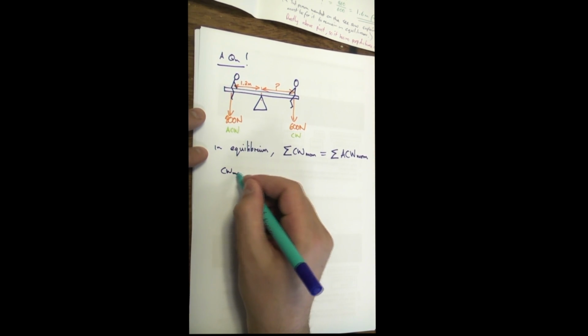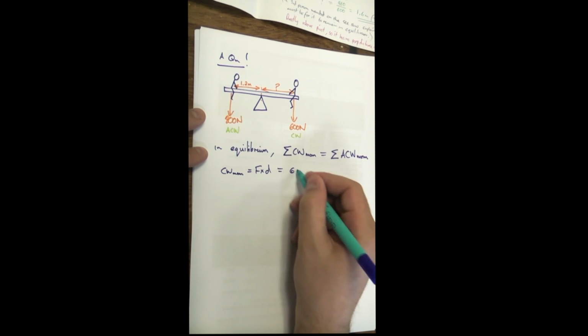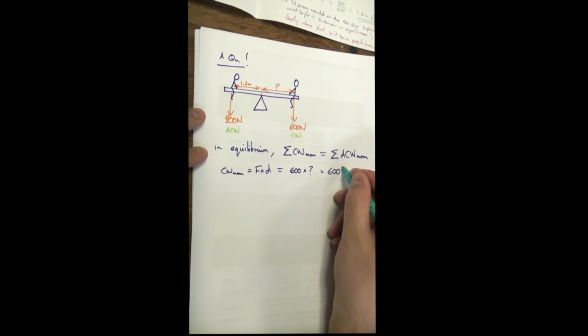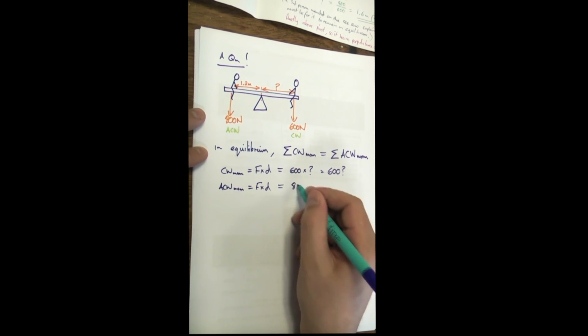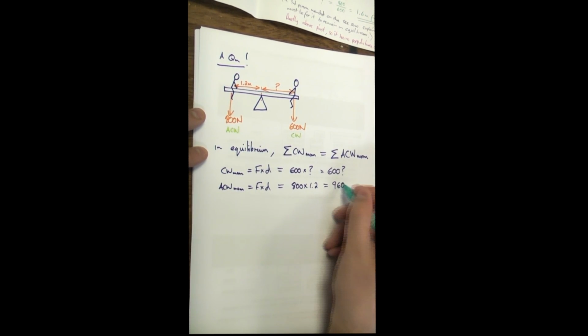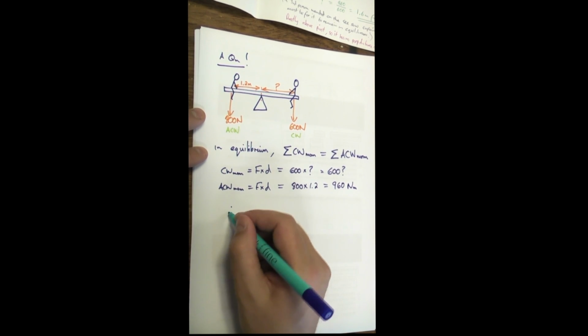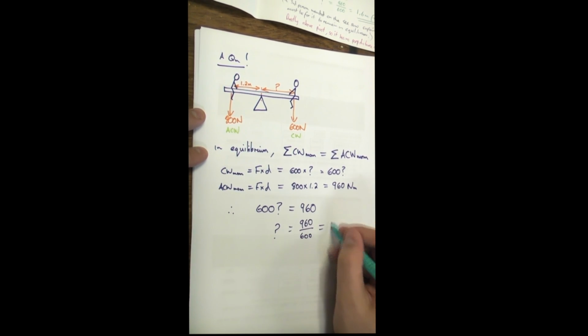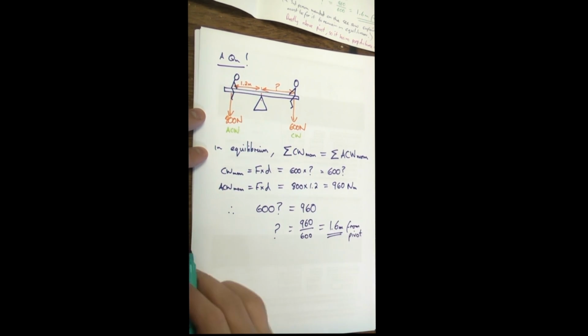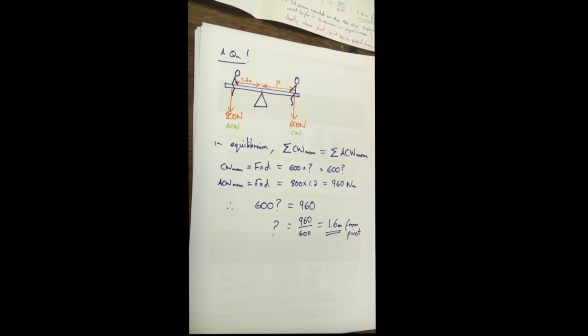So in equilibrium, the sum of the clockwise moments equals the sum of the anti-clockwise moments. Work out the clockwise moments first, which is force times distance, which is 600 times the unknown. The anti-clockwise moments is force times distance, which is 800 times 1.2, which is 960 newton metres. Therefore, because it's in equilibrium, 600 times the unknown must equal 960. So the unknown is 960 divided by 600, which is 1.6 metres from the pivot.